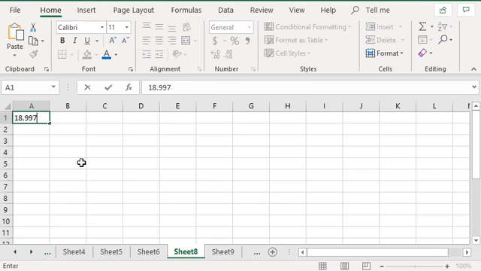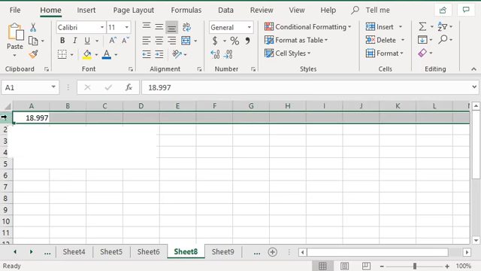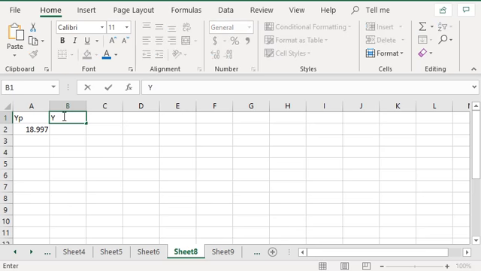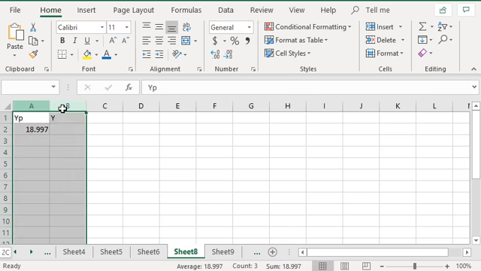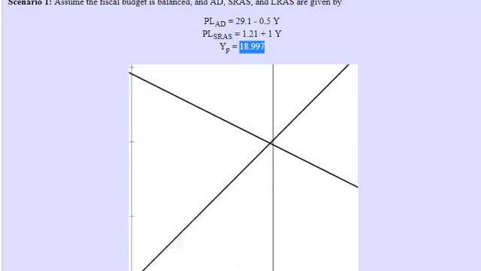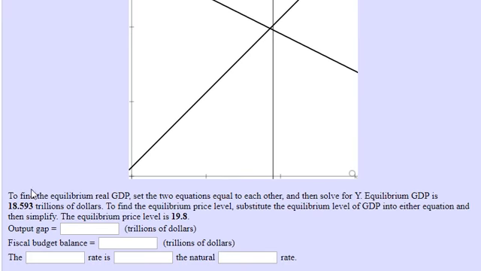Okay, so this is potential GDP, right? This is YP, potential GDP. Real GDP is given. We go to Desmos.com, and real GDP is the first number, 15.593, which is given to us in the problem here. Real GDP is that number.